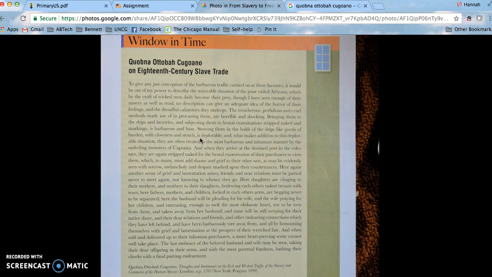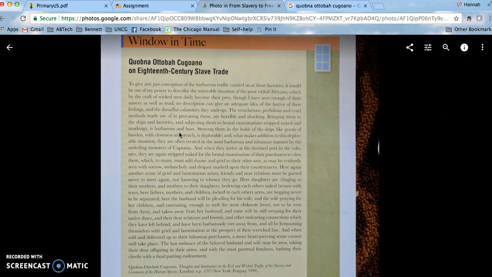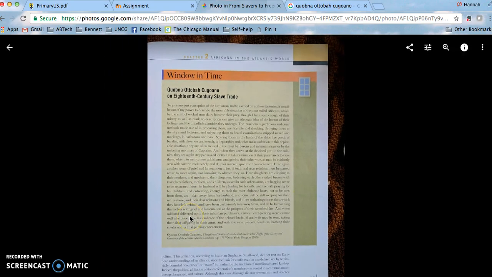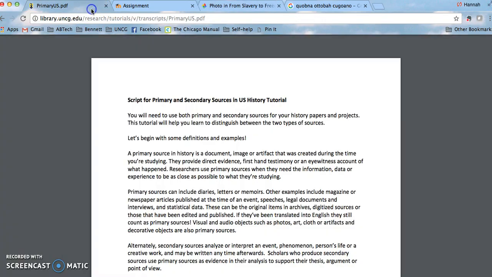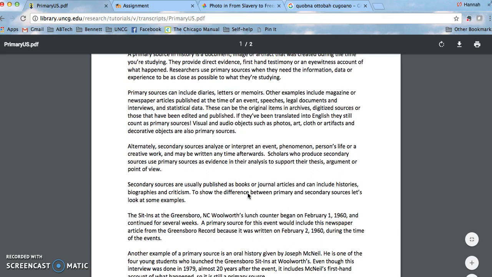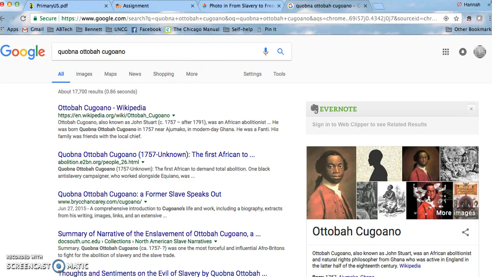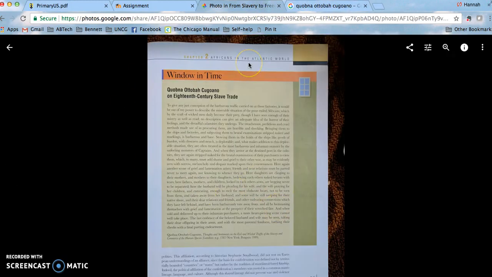If this were a secondary source, the author would be using other primary sources like this one, to analyze and describe what something in the past was like. So in order for this to be a secondary source, let's go back and remind ourselves what a secondary source looks like. It's to interpret something that happened in the past, and you have to use a bunch of primary sources in order to create a secondary source.